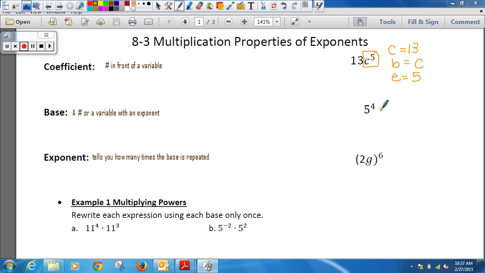If I look at this next one, there's no coefficient here because there's no variable. My base is equal to 5 because it has an exponent of 4. And on this last one, the parentheses are very important. That means this whole thing in here is the base. So the base is 2g because it's in parentheses, with an exponent of 6. So in this case, 2, even though it's in front of a variable, is not a coefficient because it's part of the base since it's included in the parentheses.